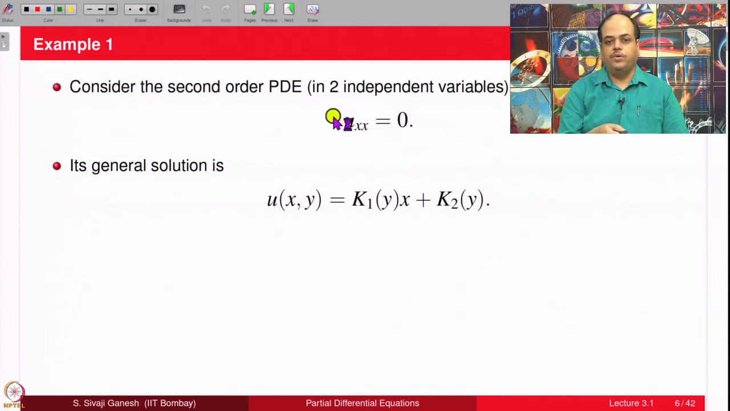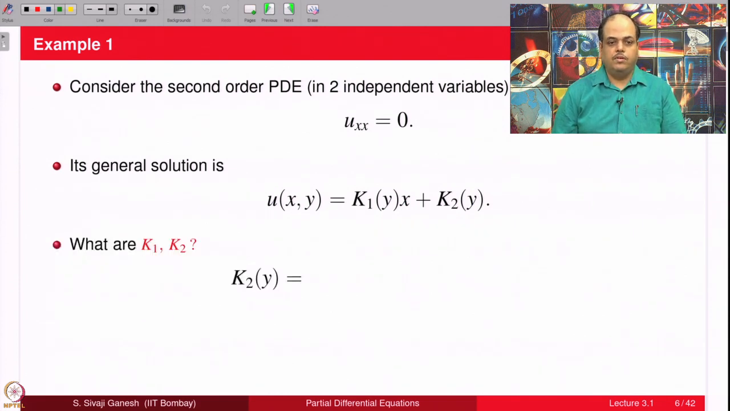See, solutions of u x x equal to 0 are straight lines. If it is an ODE, a straight line will look like a x plus b. Now, because there is a y variable involved, a and b will be functions of y also. Now, what are k 1 and k 2? K 2 of y, if I want to find out, I need to finish this term, kill this term. So, I put x equal to 0. That means, u of 0 y, this term is gone, what remains is k 2 y. So, k 2 y is nothing but u of 0 y.